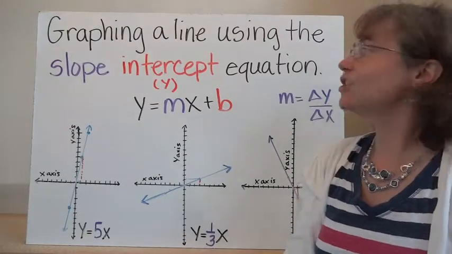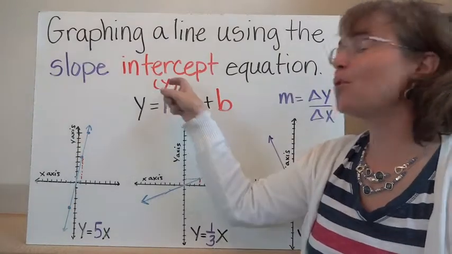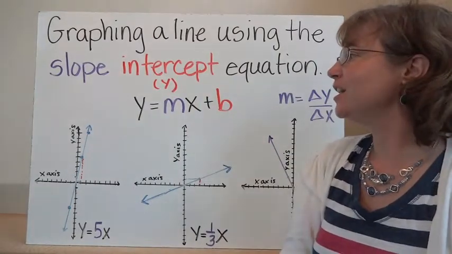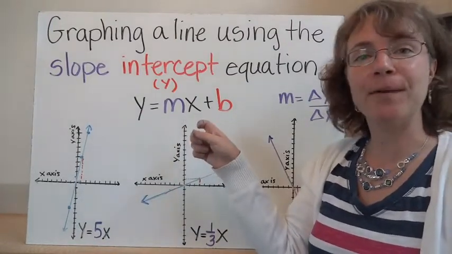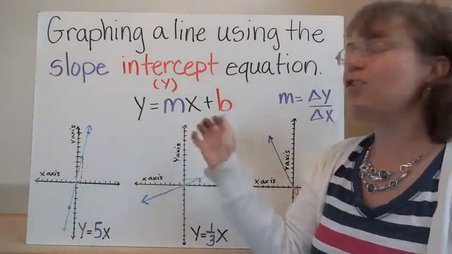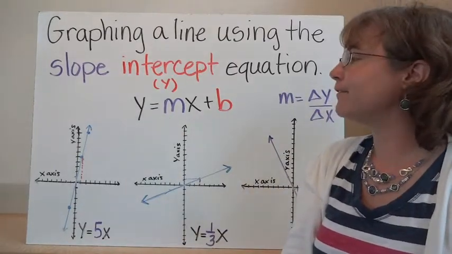Graphing a line using the slope-intercept equation. And more specifically, it should be the slope-y-intercept equation. Now this is just a linear equation written in a form that's going to help us graph it. It's the same linear equations we've been dealing with. It's just written in a form that's helpful for graphing.